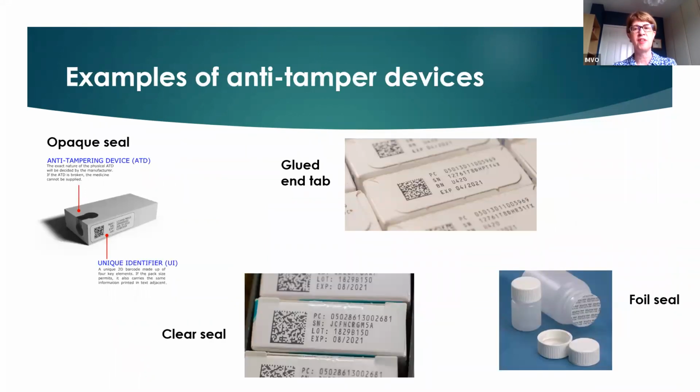To give you some examples of anti-tamper devices, you know what you're looking for. Now, there are many different types of anti-tamper devices, and there has been very little guidance issued to manufacturers on what to use. But these are the sort of anti-tamper devices we've seen. So you may see an opaque seal, you may see a glued end tab, you may see a clear seal, and you may see something like a foil seal.